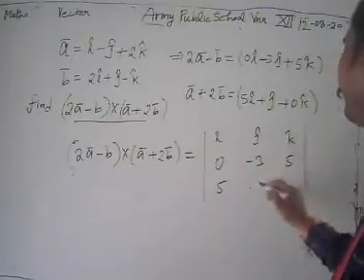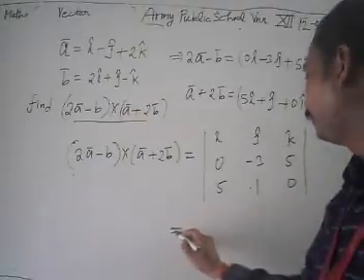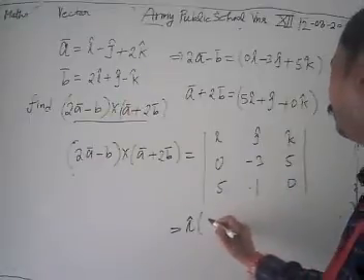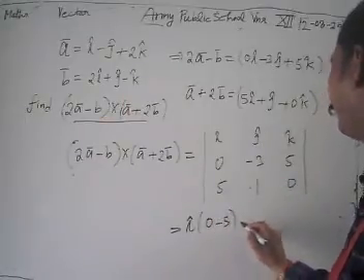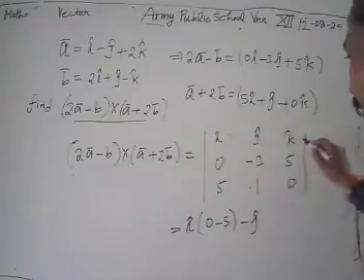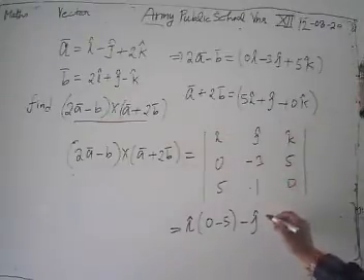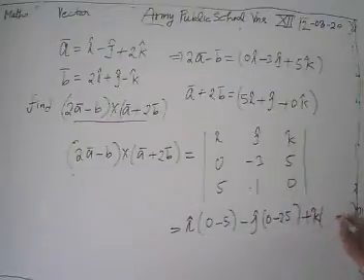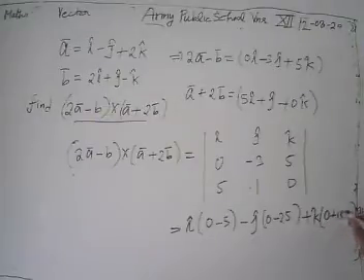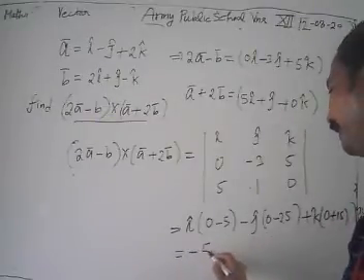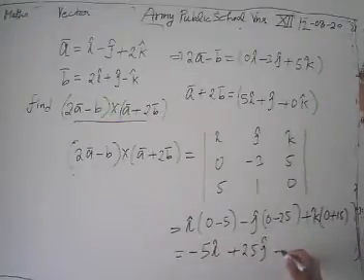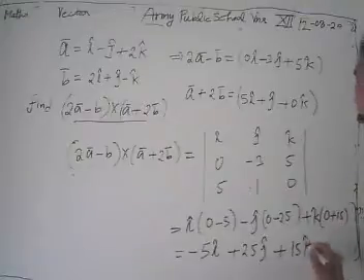The next row is 5, 1 and 0. Now i cap times minus 3 into 0 minus 5, minus j cap times 0 minus 25, plus k cap times 0 plus 15. Now we get minus 5i cap plus 25j cap plus 15k cap.